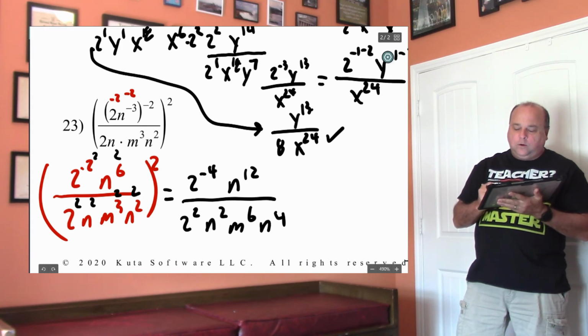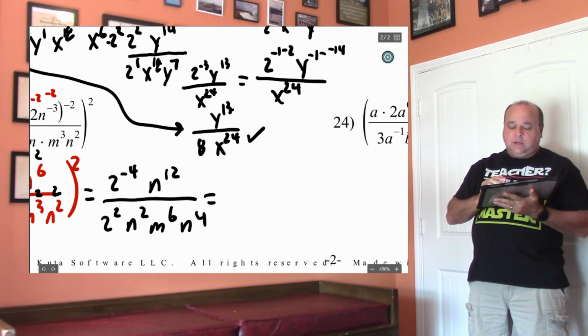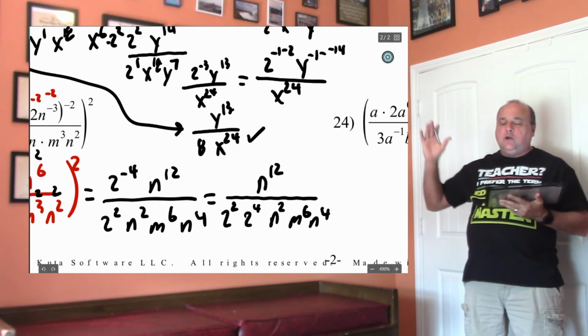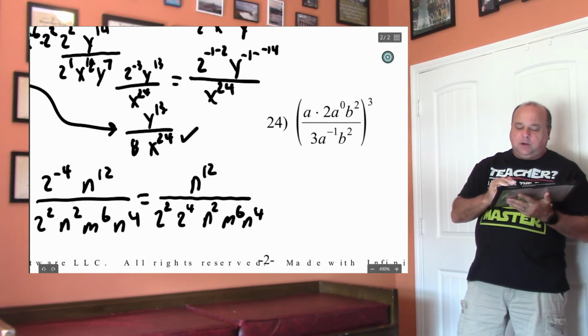6 into the 4. Now then, I just like it quicker. I'm just going to get rid of all the negative exponents. So all we got to do is switch one exponent. So my n to the 12 stays on the top. My 2 squared, 2 to the 4th goes to the bottom. N squared, m6 into the 4. Notice I don't have any negative exponents, do I? So get rid of all the negative exponents.